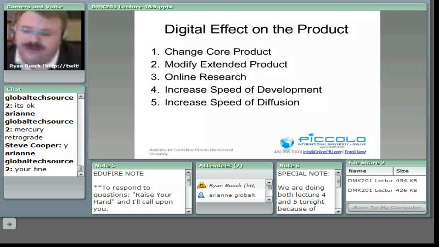Online research is another, as I mentioned, major area of change from when the original concept of the 4Ps came out.